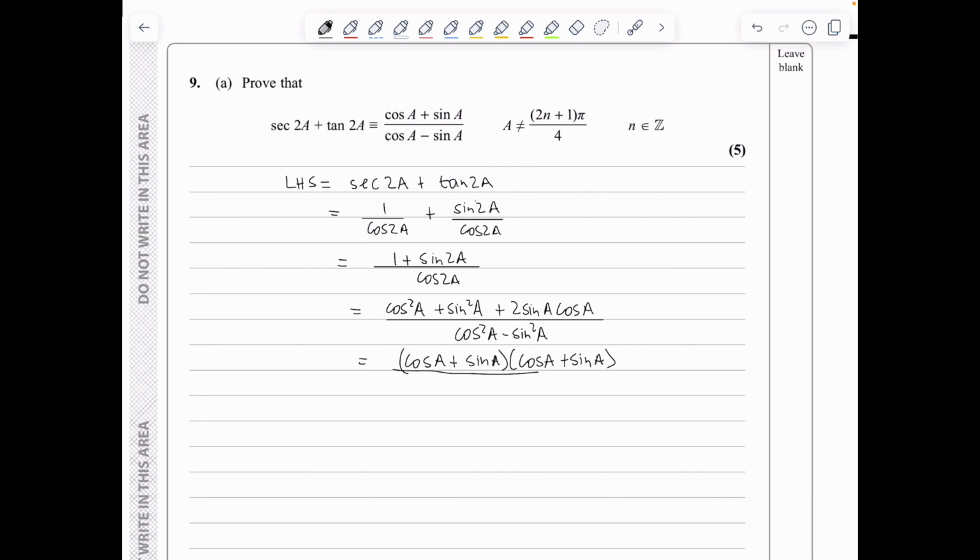Whereas in the denominator, we're looking at the difference of two squares. So we've got cos of a plus sin a times cos of a minus sin of a. And of course, we can see we've got some simplifications. We've got the cos a plus sin a cancelling out, and we're left with cos of a plus sin of a in the numerator, and in the denominator, we've got cos of a minus sin of a, which is exactly the right-hand side as required.